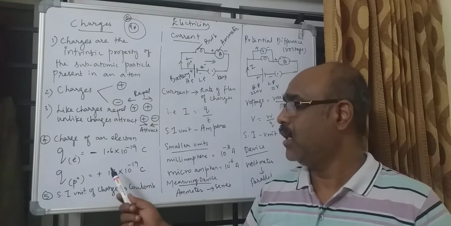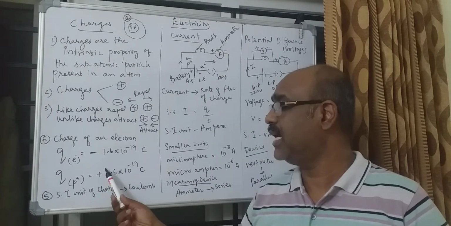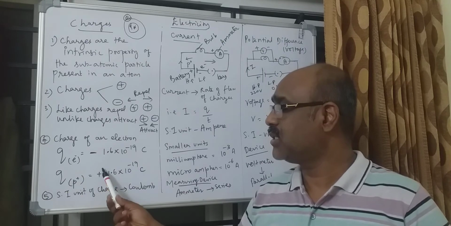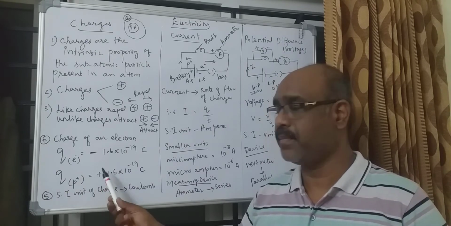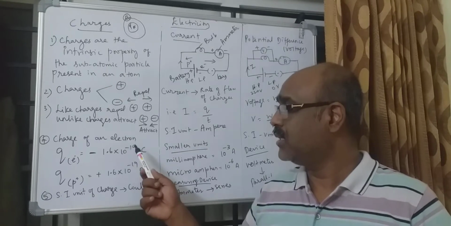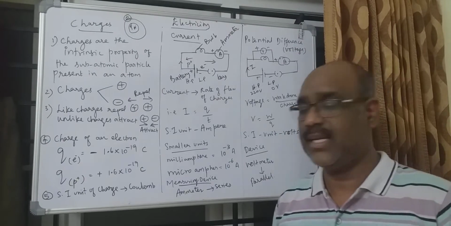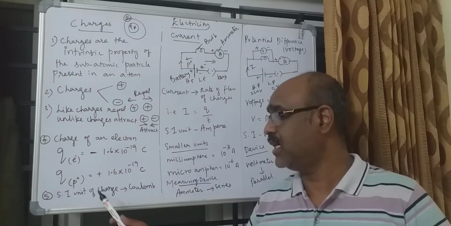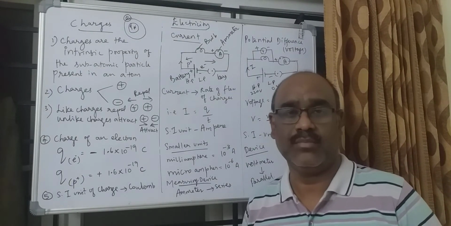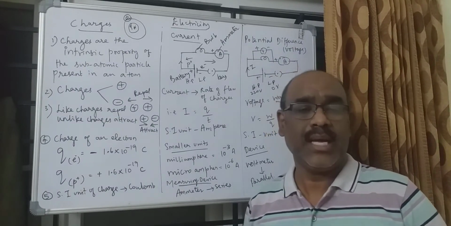But for negatively charged particles such as the electron, we indicate it with a minus symbol, and for positively charged particles such as the proton, we indicate it with a positive symbol. That is the only difference; the magnitude for both the electron and the proton is the same, and the SI unit of charge is coulomb. So, these are the basic things which you should know about charges.